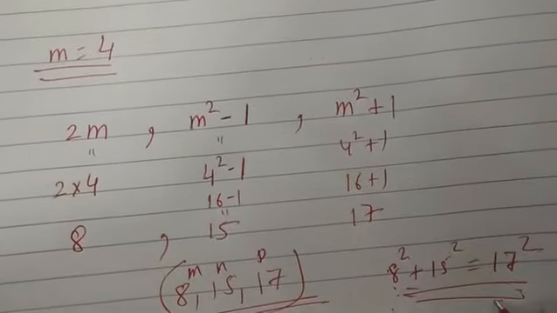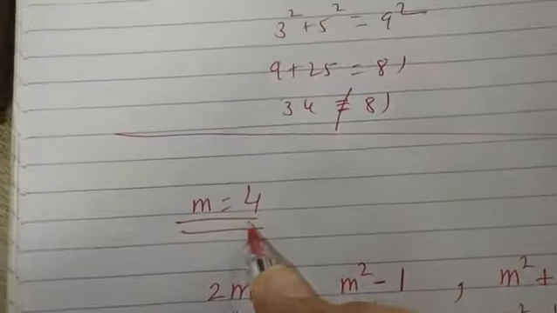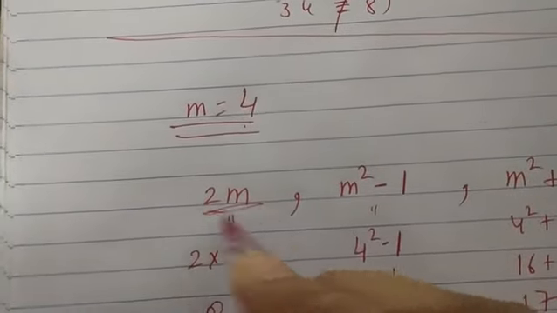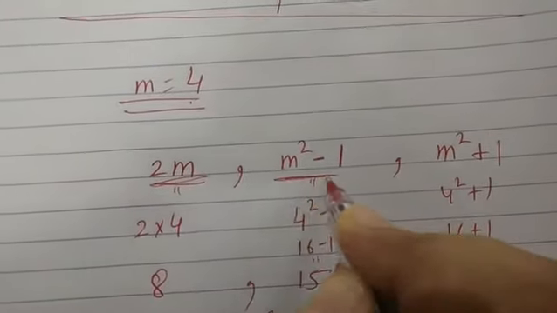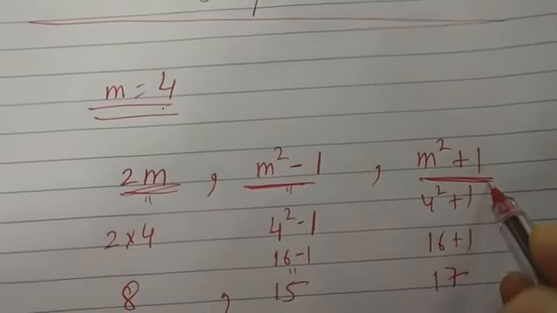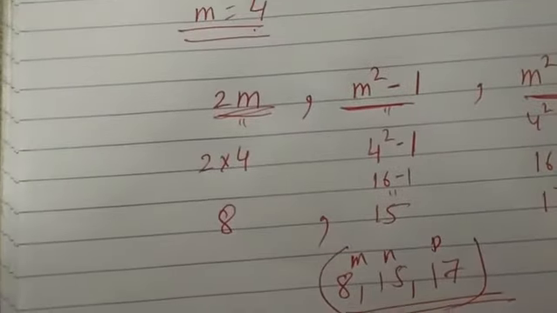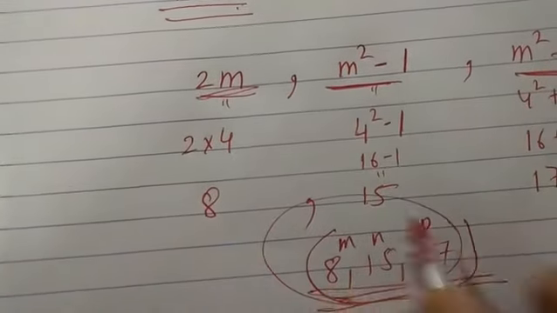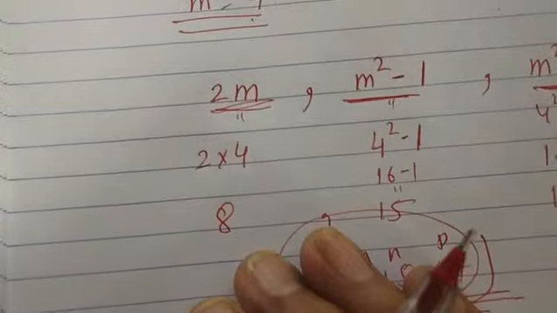Okay. So how do you find the Pythagorean triplet? Take any number m. Then the first number will be 2m. The second number will be m square minus 1. The third number will be m square plus 1. Okay. So you will get the three numbers. These three numbers will form the Pythagorean triplet.